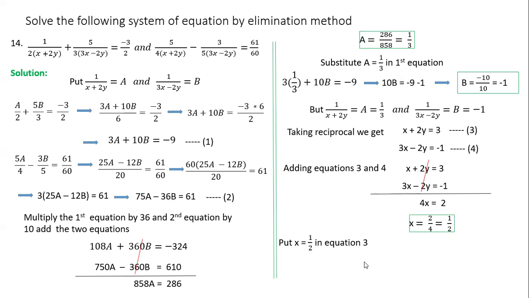Put x is equal to 1 by 2 in equation 3. You'll get 1 by 2 plus 2y is equal to 3, so 2y is equal to 3 minus 1 by 2. Take LCM. 2 times 3 is 6. 6 minus 1 upon 2. That is 2y is equal to 5 upon 2. Because this 2 comes and multiplies with this. So this is the value of y.